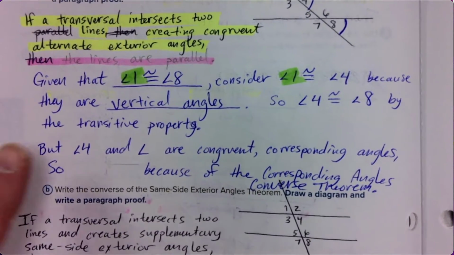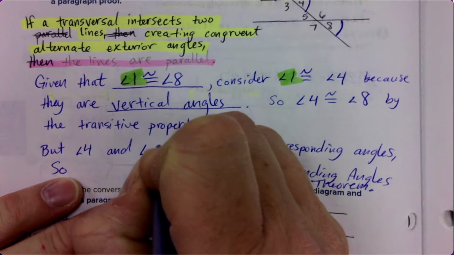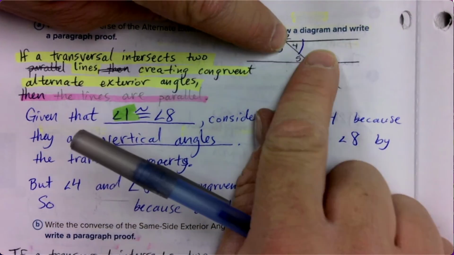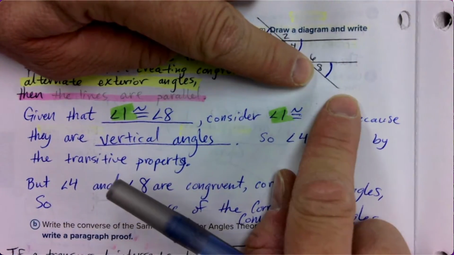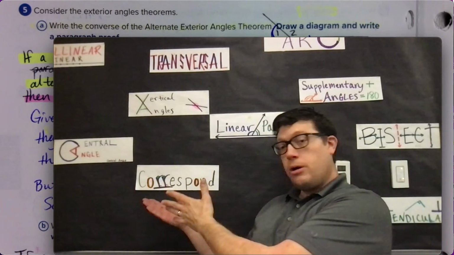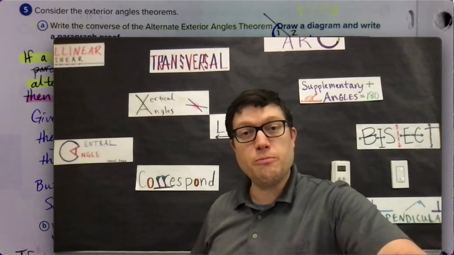Okay, let's keep going. But mind you, angle 4 and angle 8 are congruent because they are corresponding. Angle 4 opens but it's on the inside, and angle 8 opens, but it's on the inside. Reminder, by the way, part of our vocabulary words is corresponding, one of our vocab words for you to make sure that you've memorized.